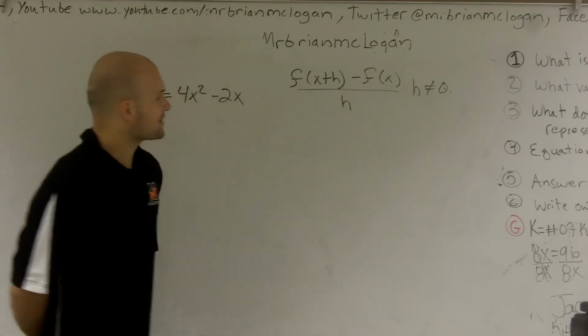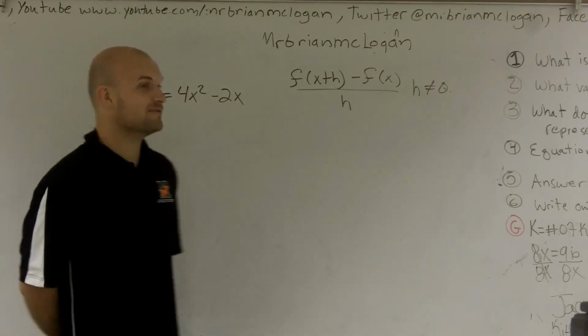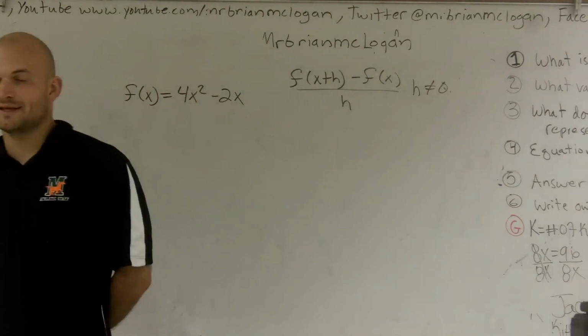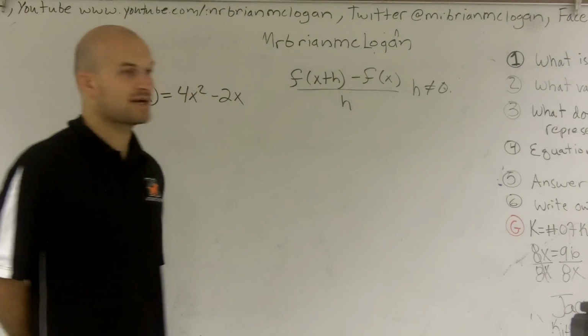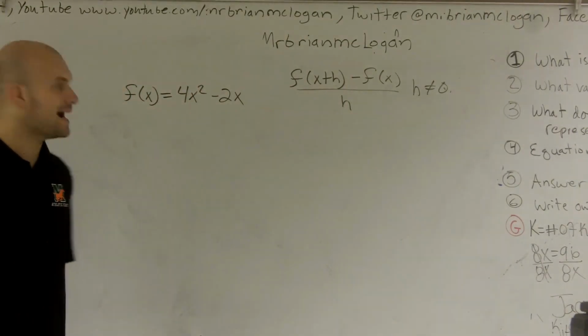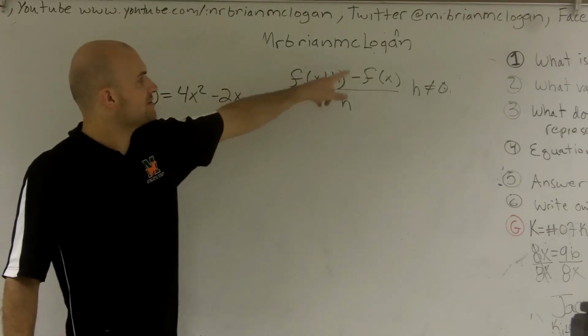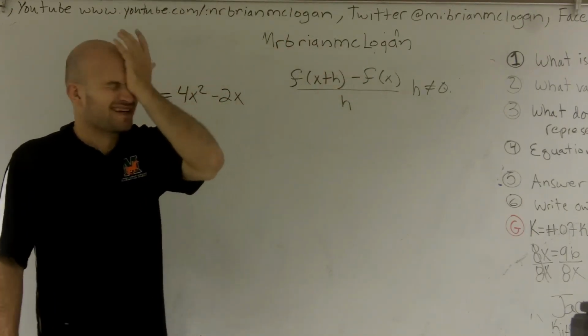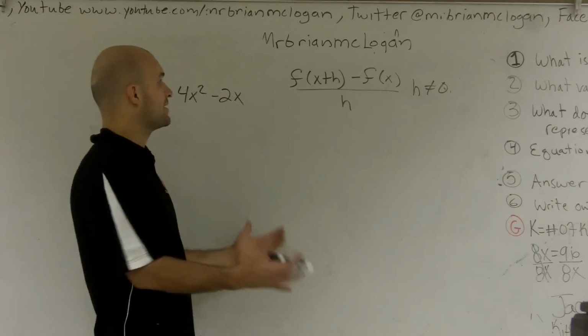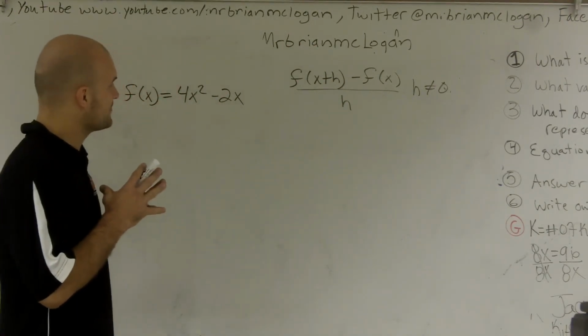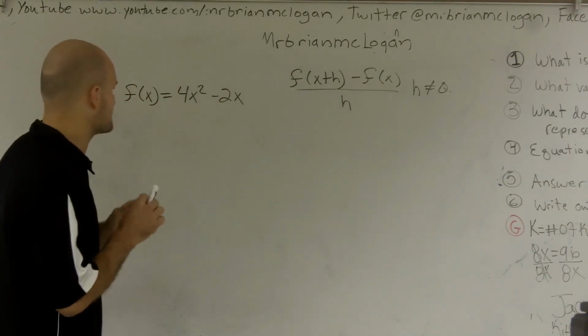All right, so we're going to do the difference quotient, where we're going to simplify the difference quotient. So rather than making this very, very confusing, I'm going to try to make this as simplistic as possible. We see this crazy stuff right here, f of x plus h minus f of x all over h. It's just like, why am I doing this? Why do I have to do this? Let's try to simplify this as much as possible.